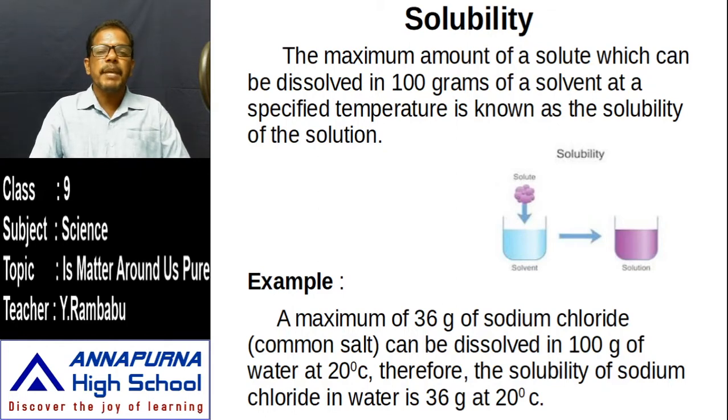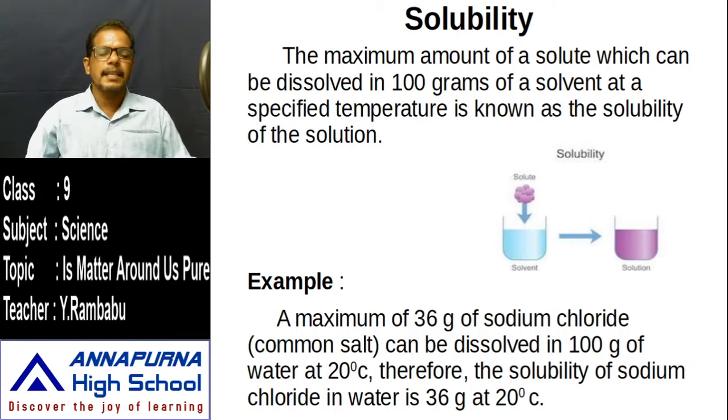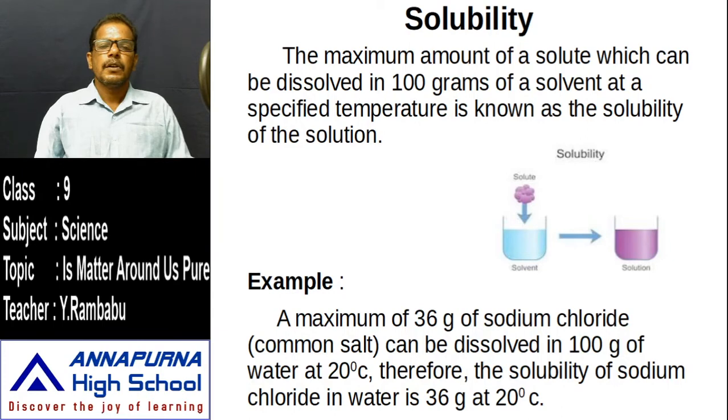Maximum amount of solute means some solvents have the ability to dissolve a larger amount of solute, and some solvents have the ability to dissolve a smaller amount of solute. Like that, the maximum amount of solute which can be dissolved in 100 grams of a solvent at a specified temperature is called solubility. To understand this solubility, let us observe an activity.